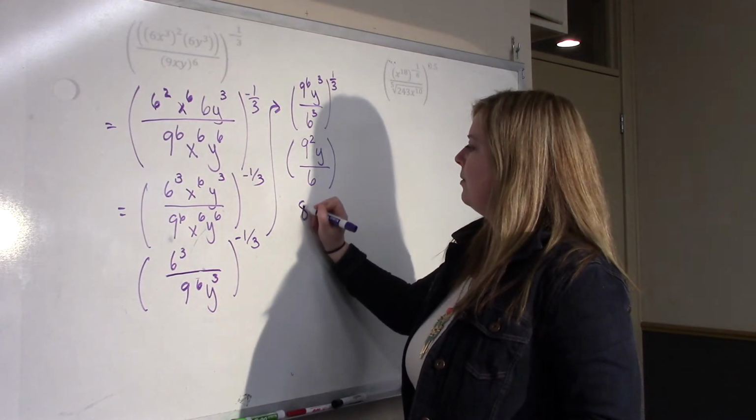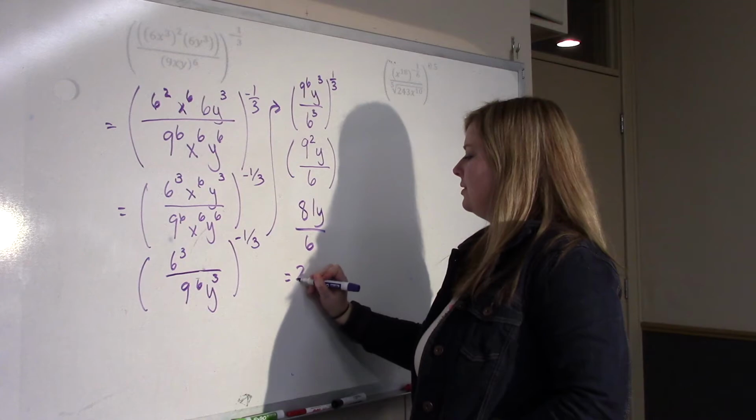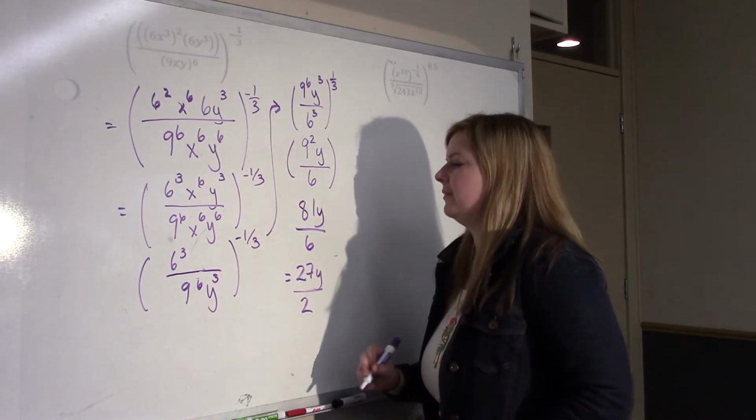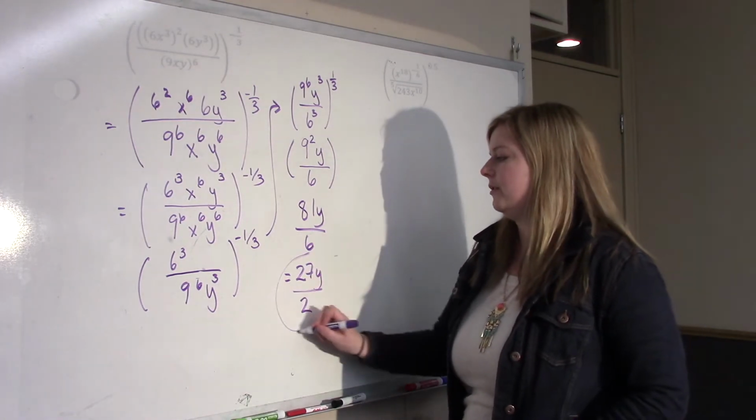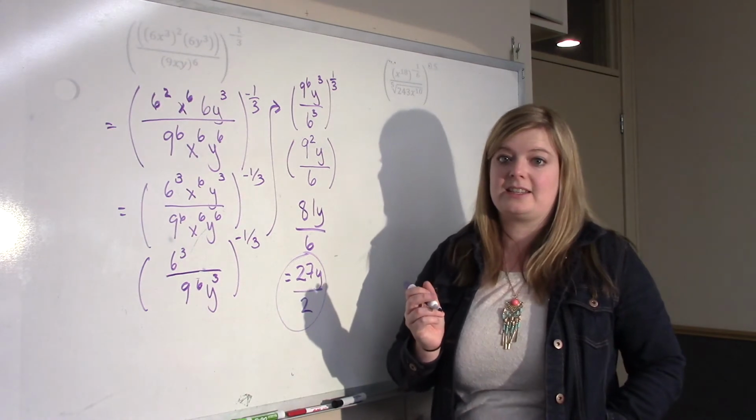So that's just 81y over 6, which can be reduced to 27y over 2. I just divided them both by 3. So there you go, that's the final answer, as simple as you can. Looks a lot better than that disgusting thing.